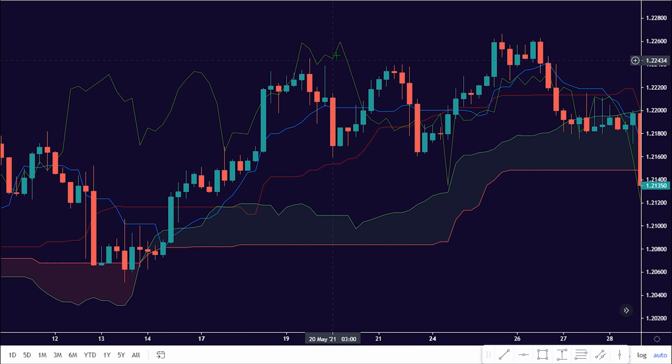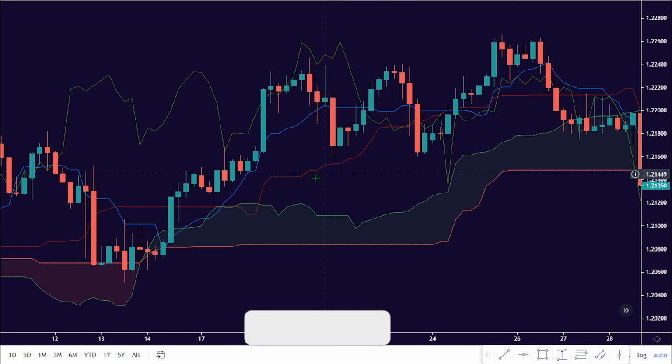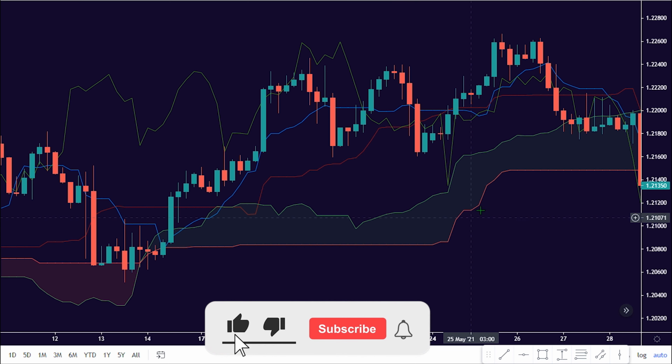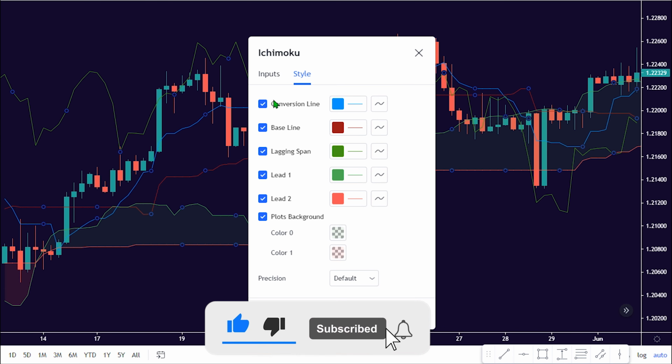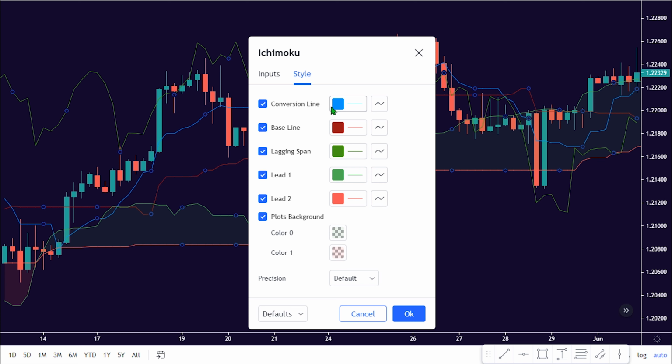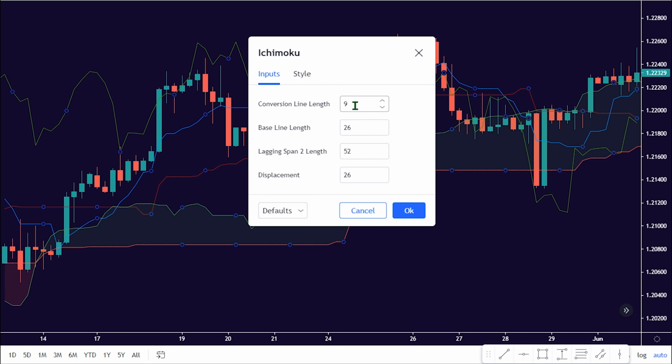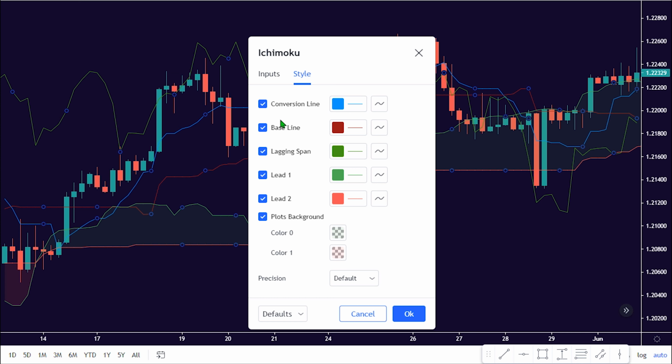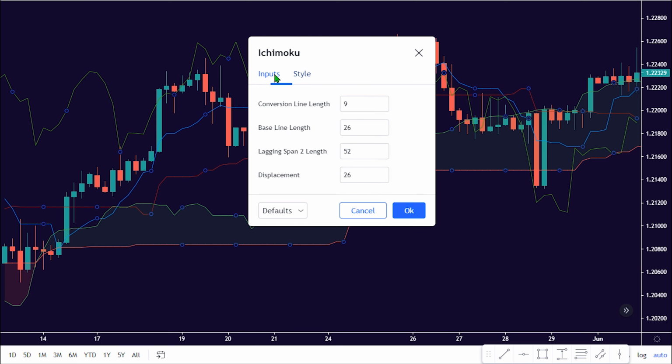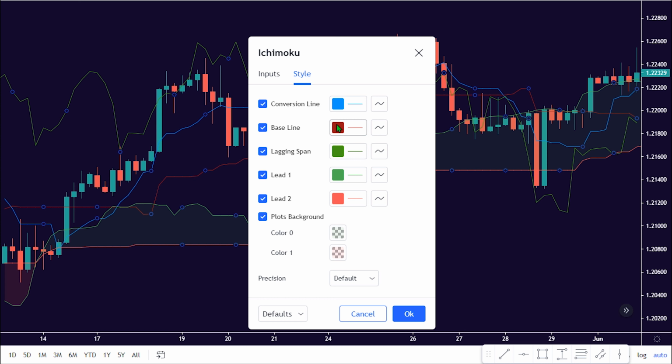As we can see, the Ichimoku cloud indicator consists of 5 main components, which are: Tenkan Sen line, also called the conversion line, represents the midpoint of the last 9 candlesticks. This is the blue line. Kijun Sen line, also called the baseline, represents the midpoint of the last 26 candlesticks. This is the wine line.